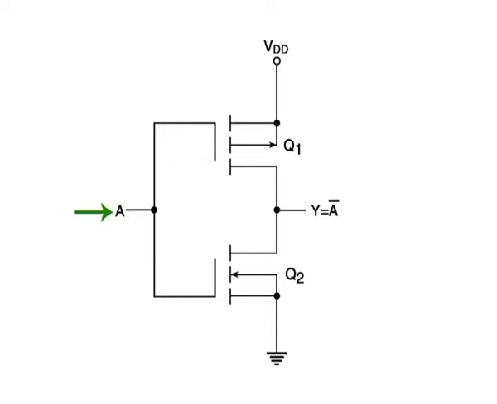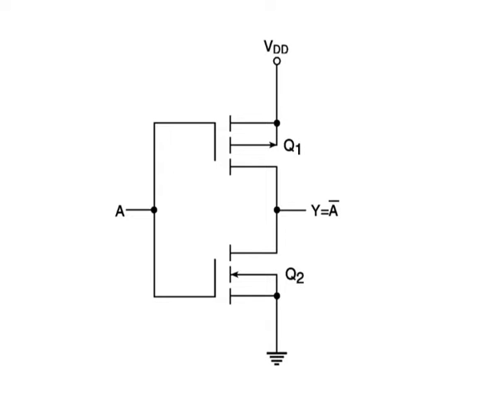When the input is in the low state, Q1 is in conduction while Q2 is in cutoff. The conducting P-channel device provides a path for VDD to appear at the output, so that the output is in the high or logic 1 state. A floating input could lead to the conduction of both MOSFETs and a short circuit condition. It should therefore be avoided.